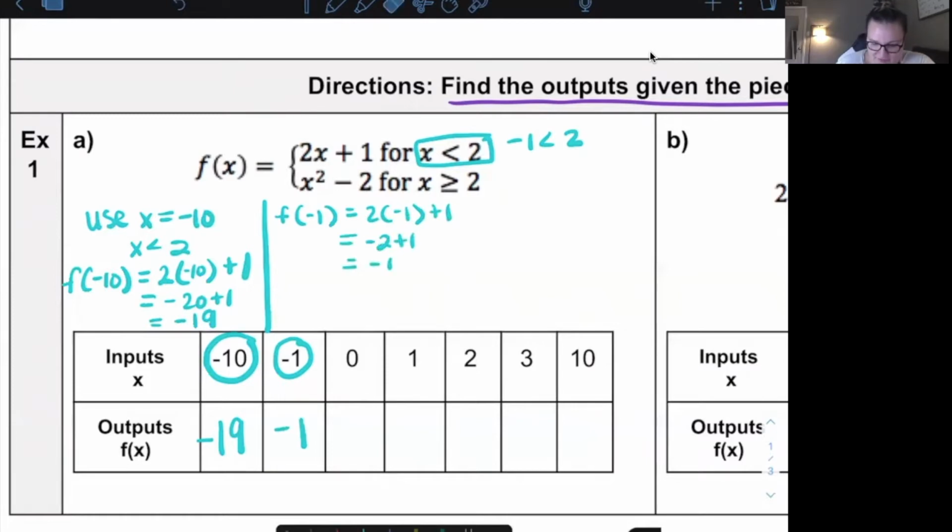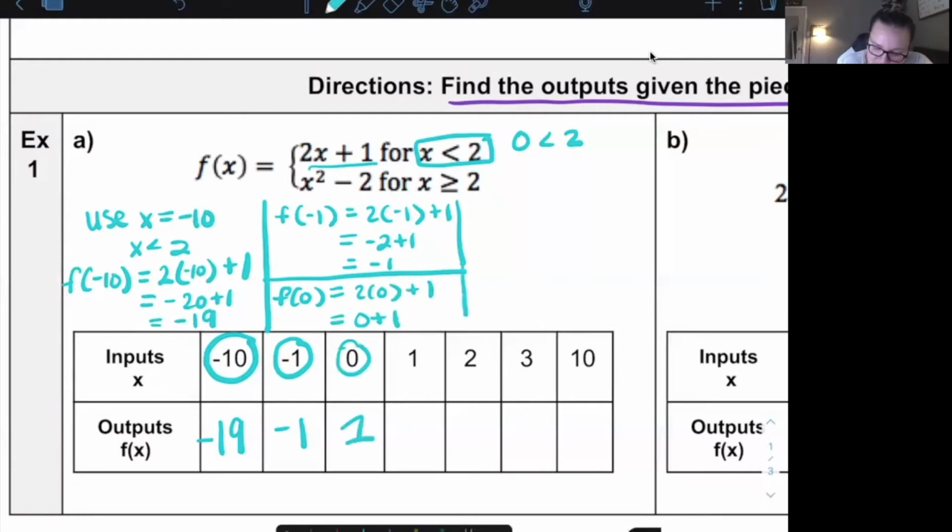Now let's do f of 0. Well, 0 is also less than 2, so I'm going to use that same function, 2x plus 1. So I'm going to have f of 0 is equal to 2 times 0 plus 1. So we get 0 plus 1, which is 1. All right, let's do 1. Well, 1 is also less than 2, so I'm still going to use that first piece of our piecewise function. We're going to use 2 times 1 plus 1, which is 2 plus 1, which is 3.